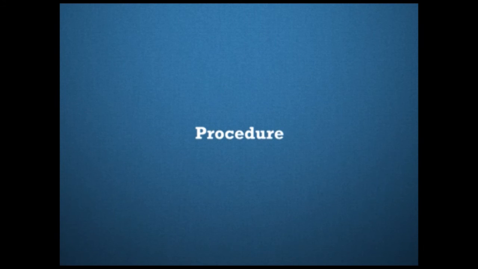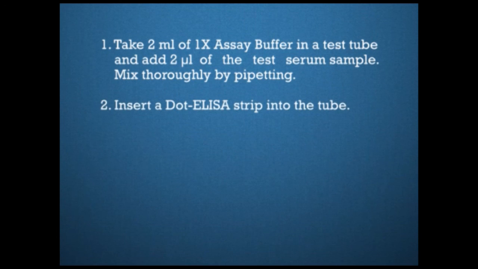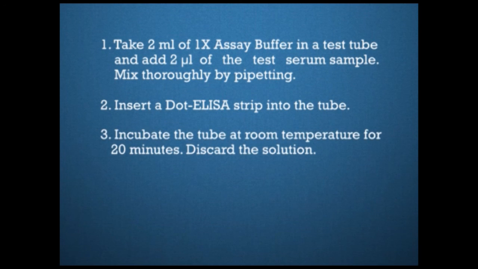In the procedure of dot ELISA, in the first step, take 2 ml of 1x assay buffer in a test tube and add 2 microliters of the test serum sample. Mix thoroughly by pipetting. In the next step, insert a dot ELISA strip into the tube, which is followed by the step of incubating the tube at room temperature for 20 minutes. Discard the solution after this.